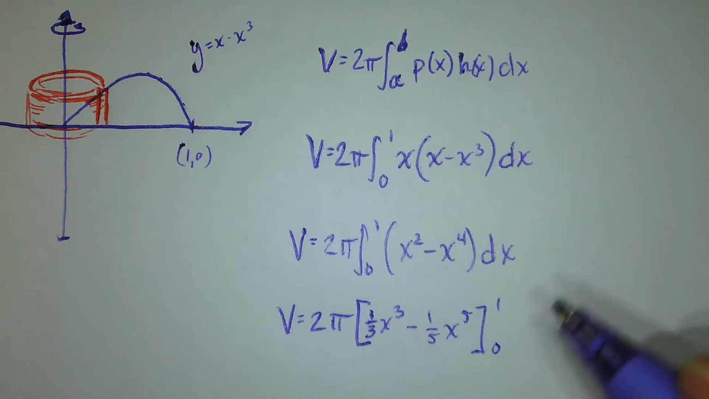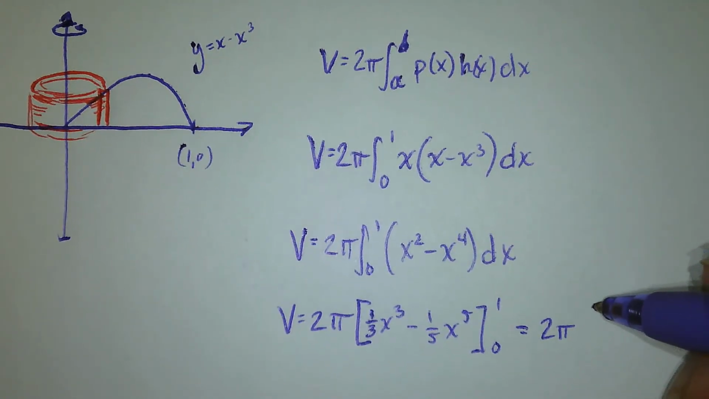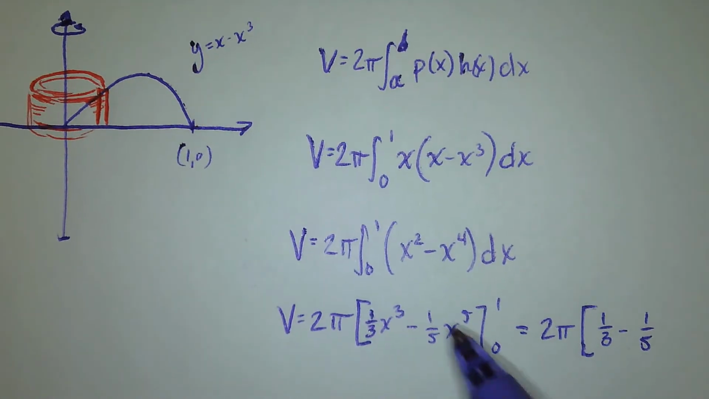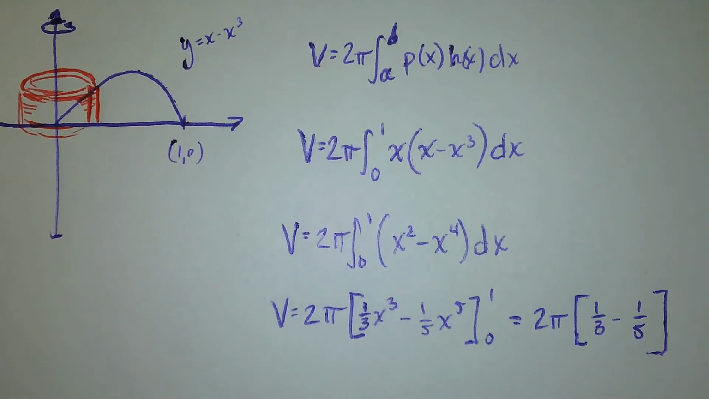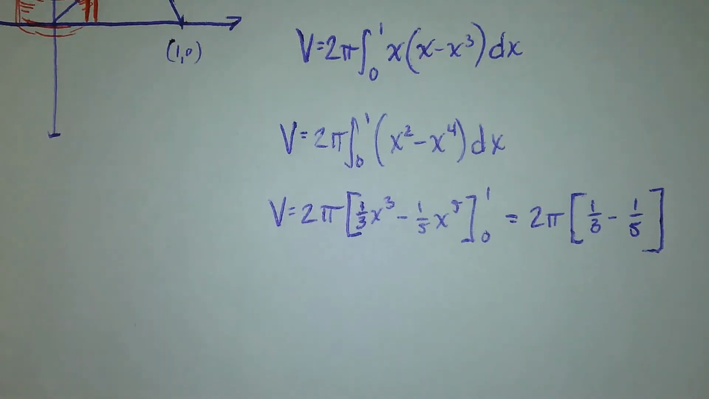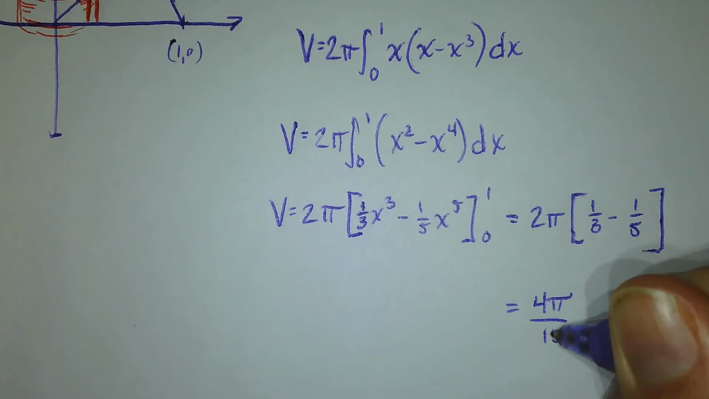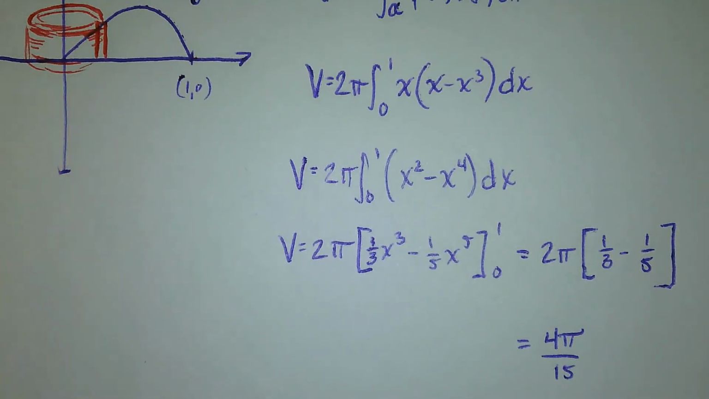When we plug in 1, we get 2 pi times 1/3 minus 1/5. And then we plug in 0. It's just 0 minus 0, so minus 0. I'm not even going to write it down. 2 pi times 1/3 minus 1/5. 1/3 minus 1/5 is actually going to be 2/15 times 2 pi. This is going to work out to be 4 pi over 15. And that is the volume if we were to rotate that around the y-axis.